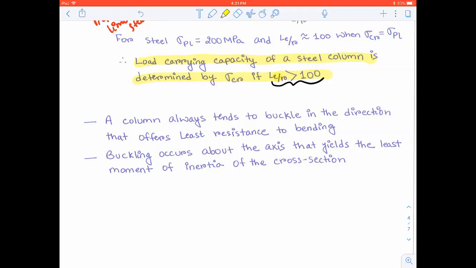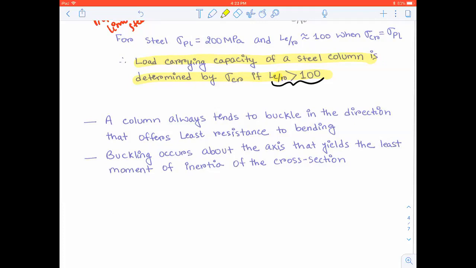And for an intermediate column, you have failure somewhere in between, like 50 to 100 or 50 to 200 slenderness ratio is intermediate, where if your slenderness ratio is 100, it is high enough to cause failure by buckling.